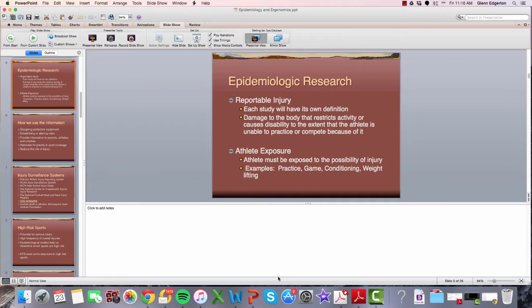So you just have to define that or understand what the study is using as their definition for a reportable injury. And then, how do you define athlete exposure? First of all, the athlete has to be exposed to the possibility of injury. So you can't look at research where the athletes aren't even exposed to injury, if you're looking at the incidence of concussions in golf members. Well, concussions don't really happen very much in golf. They're really not exposed to that injury, so obviously the concussion rate in golf is going to be low, but that's to be expected. Also, are you looking at reportable injuries in practices, games, conditioning, weightlifting, etc.?